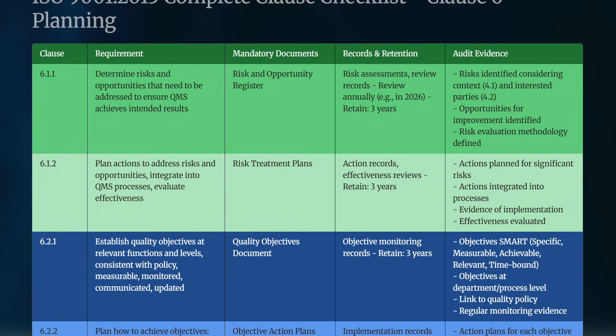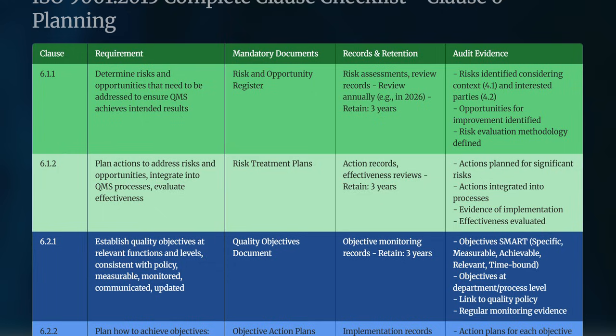For clause 6.1.2, it requires you to plan actions to address risks and opportunities, integrate them into QMS processes, and evaluate the effectiveness of the planned actions. The mandatory requirement here is a risk treatment plans document, and you need action records and effectiveness reviews, and you need to retain those records for 3 years. When the audit comes, you need to present evidence to meet clause 6.1.2. You need evidence that actions planned for significant risks are implemented and integrated into processes, that evidence of implementation is available, and that effectiveness has been evaluated.